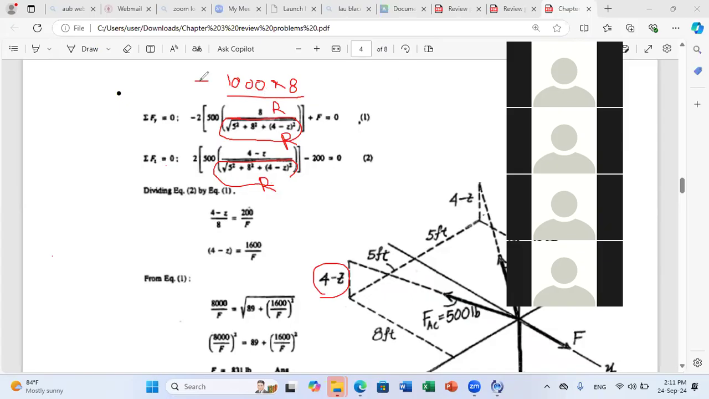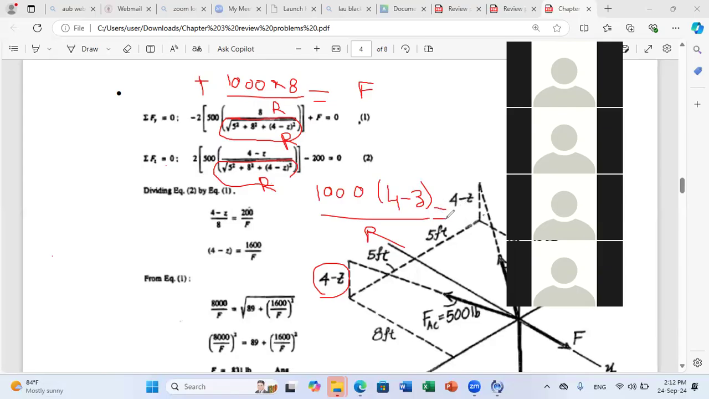You can take this term to the other side. So this is equal to f. Okay? This is for your first equation. For your second equation, you have 1000 times 4 minus z over r, okay, equal to f.